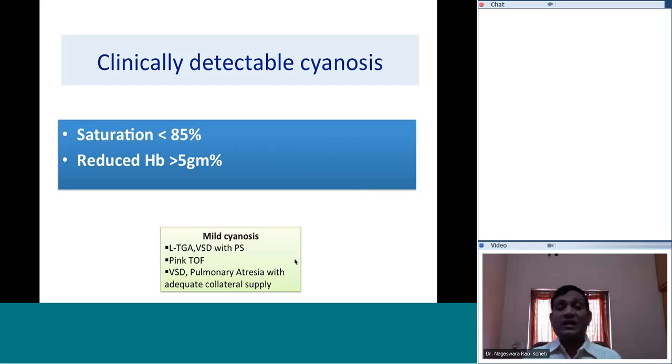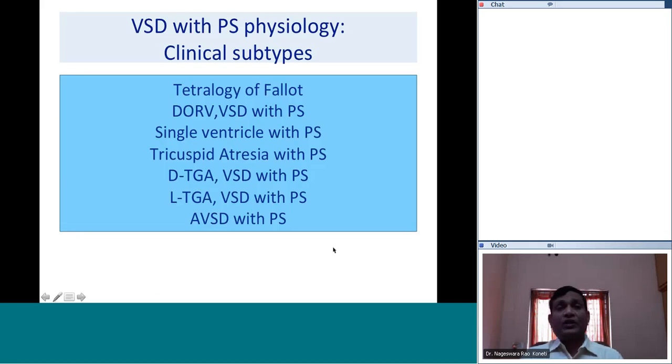These are cyanotic congenital heart disease with reduced pulmonary blood flow, but clinically detectable cyanosis is somewhat less. So you will be able to diagnose based on the pulse oximeter. So VSD, PS physiology, these are all various clinical subtypes: tetralogy of Fallot, double outlet right ventricle VSD PS, single ventricle with PS, tricuspid atresia with PS, DTGA with PS, LTGA with PS, and AV septal defect with pulmonary stenosis. These are all various things in which you can appreciate this kind of physiology.